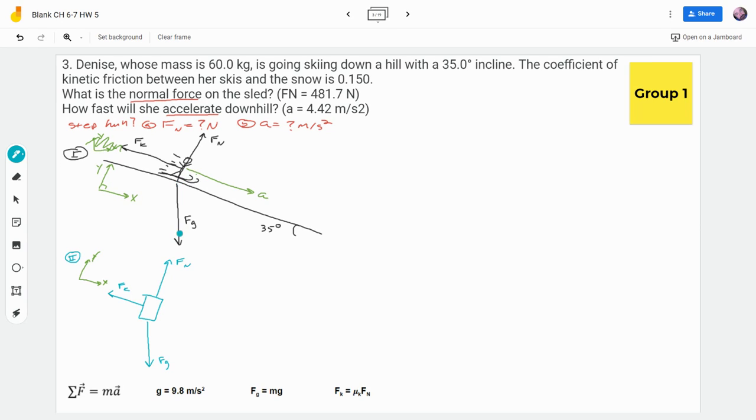Part of F sub g, Denise's weight, is holding her into the hill. So part of it is going this way, and part of it is making her go down the hill, because that's how skiing works. I mean, at least types of skiing. So basically, the part of the force that is holding Denise into the hill is in the negative y direction. I'm going to call this one F sub gy, and this one F sub gx. This is a right angle.